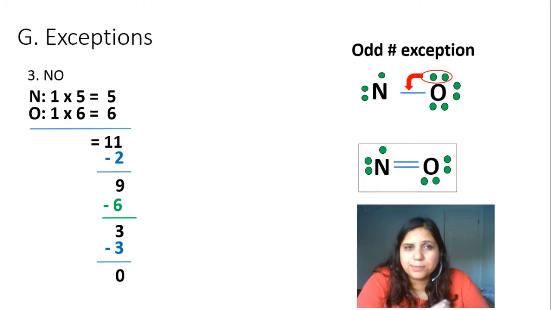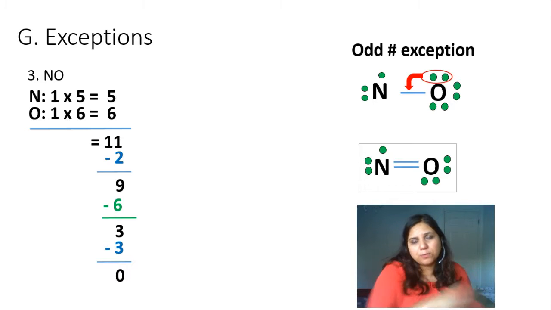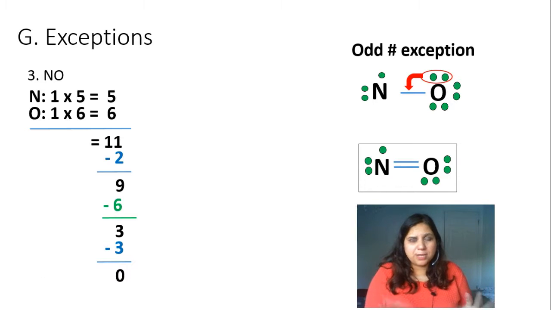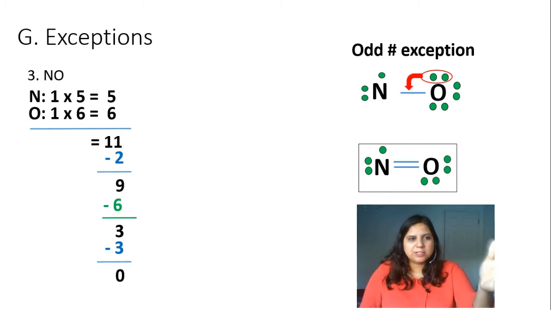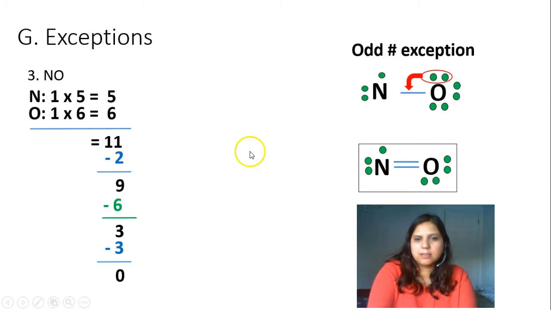Actually, what ends up happening with this is it will go and form, we call it dimerize. It'll actually bond with another one of these and form a new molecule, which will be N2O2. But we're not too concerned about that. We just have to know it's an odd number. We leave it like this, and that's it. Please bring questions to class.